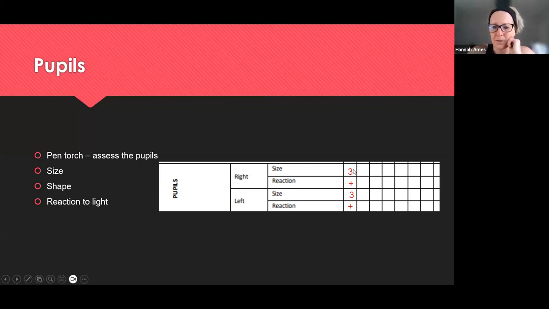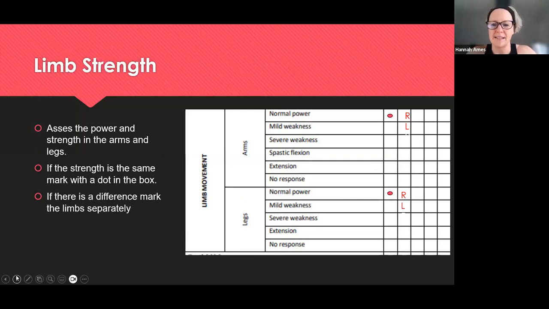So the size goes in here as a 3 for my right pupil, and reaction was a plus, and again the left reaction is a plus. So be really careful with your documentation. And then you're moving on to assess limb strength. And this is very simple in terms of your NMC OSCE. You haven't got time to do a very in-depth assessment of limb power and limb strength. So just demonstrate a very simple technique here.